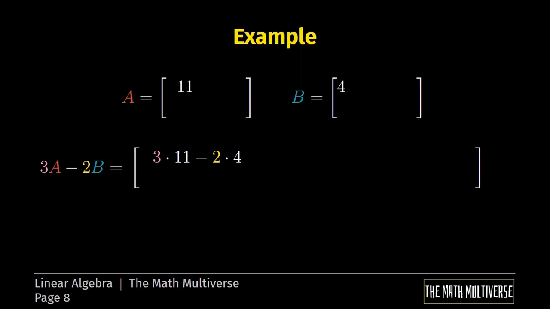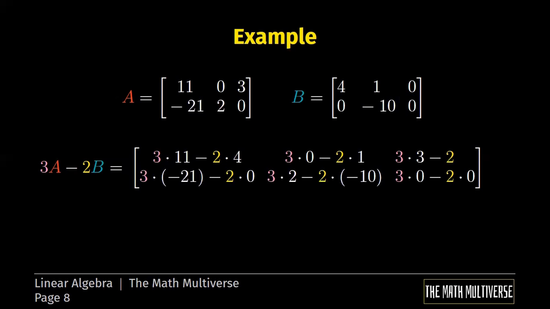It's of course 3 times 11 minus 2 times 4, so it's really easy. We first compute 3 times 11, which is the scalar product between the scalar 3 and the matrix A. Then there is minus 2 times 4, which is the scalar product between minus 2 and the matrix B. And we go on element after element. Then it's 3 times 0 minus 2 times 1. Then 3 times 3 minus 2 times 0, and so on, to the fifth element and sixth element.